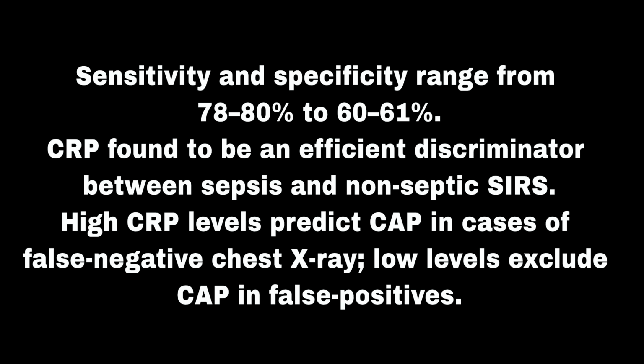Next is the role of CRP in the diagnosis of sepsis. Sensitivity and specificity range from 78 to 80% and 60 to 61%. CRP was found to be an efficient discriminator between sepsis and non-septic SIRS. High CRP levels predict CAP in cases of false negative chest X-ray. Low levels exclude CAP in false positives.